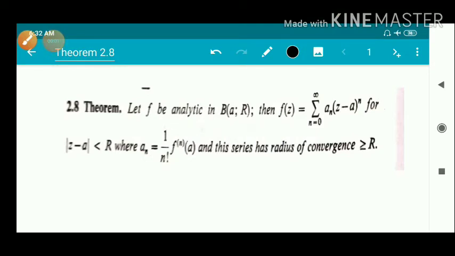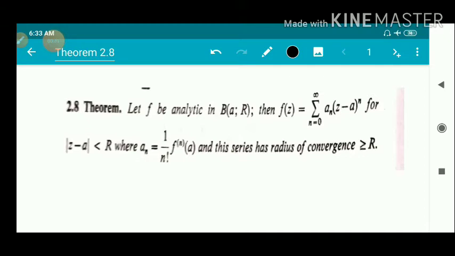Statement of the theorem. Let f be analytic in the disk B(a, R), then f(z) equals sigma n equal to 0 to infinity a_n (z minus a) raised to n for mod z minus a less than R, where a_n equals f^(n)(a) divided by n factorial, and this series has radius of convergence greater than or equal to capital R. That is, we have an analytic function f defined in a disk with the center a and a radius capital R.